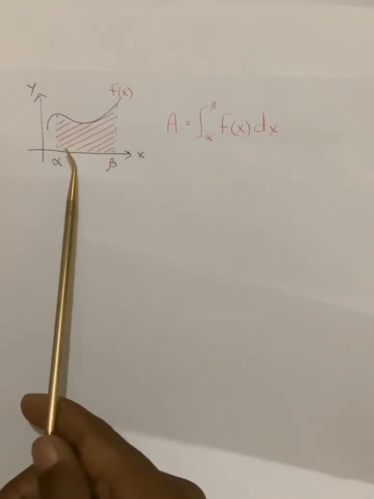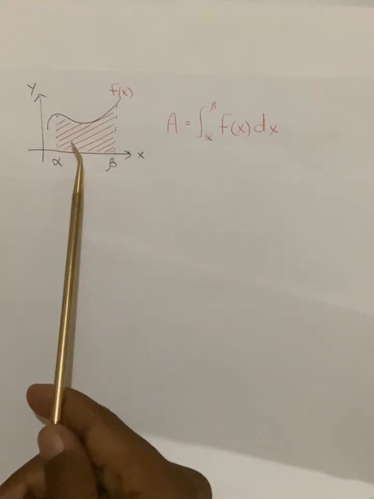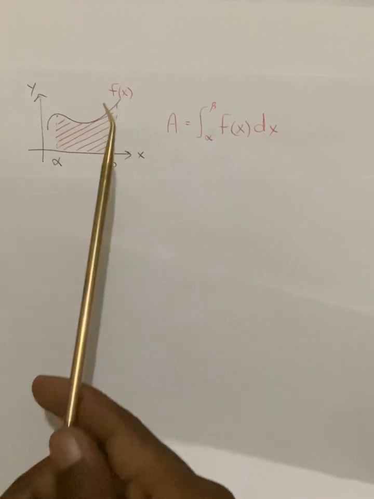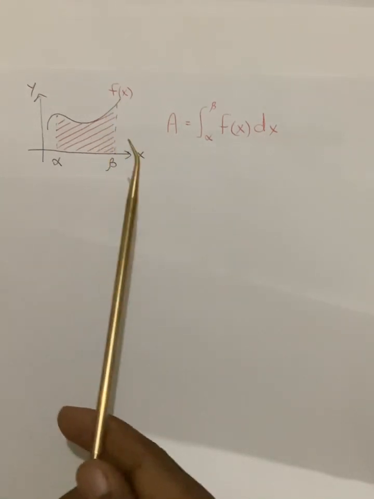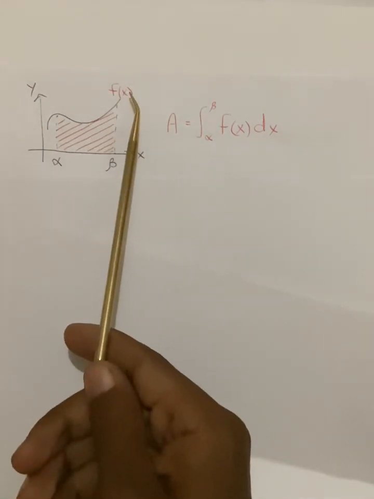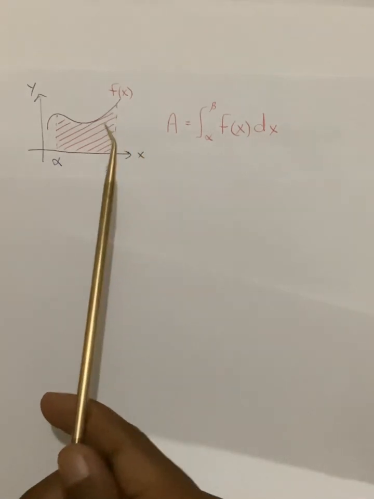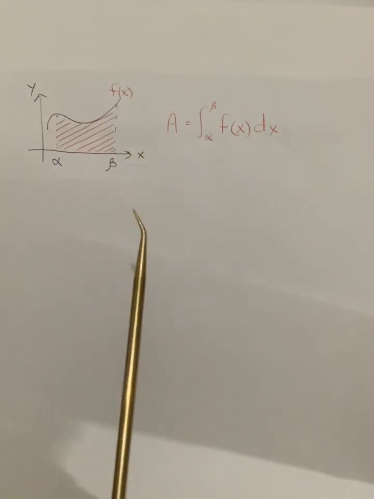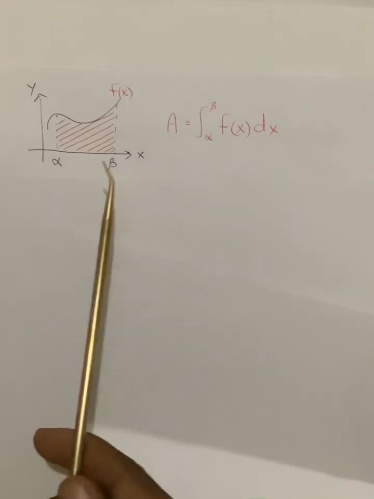However, f of x is also a mathematical description. If I am at a, and I plug in a as x in here, I will get out a y output. And that y output is described by f of x. Simply meaning y equals f of x. It's really that simple, so let's not make it too complicated.